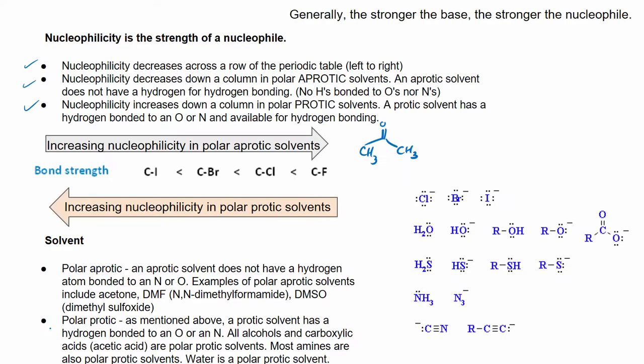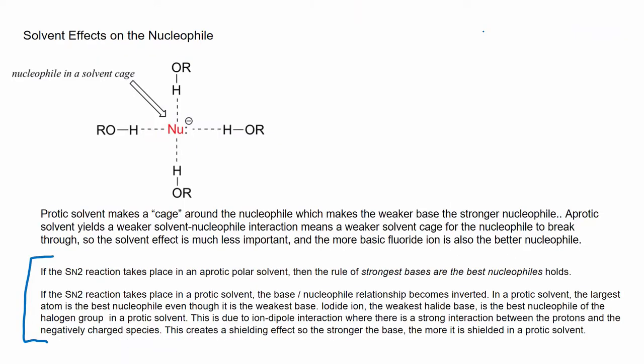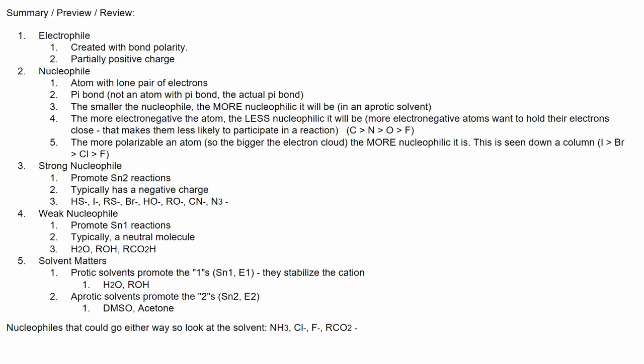We went over base and acid strength in Module 1, so that is going to come back now. So these things, whenever you see SN2 or SN1 in this particular deck, know that you will see it again because we haven't defined those completely yet. So as summary, preview, and review, you should be able to pick out your electrophiles. The electrophiles are created with bond polarity, and they have a partially positive charge. Your nucleophile is going to be an atom that has a lone pair of electrons, or it's going to be a pi bond.